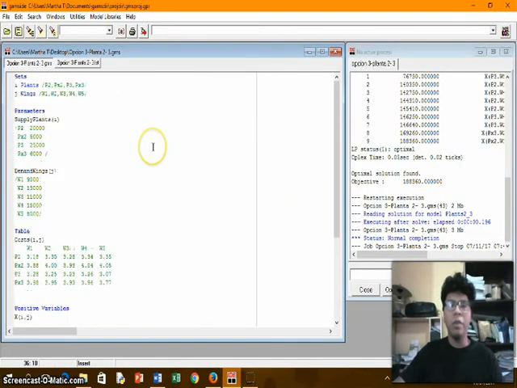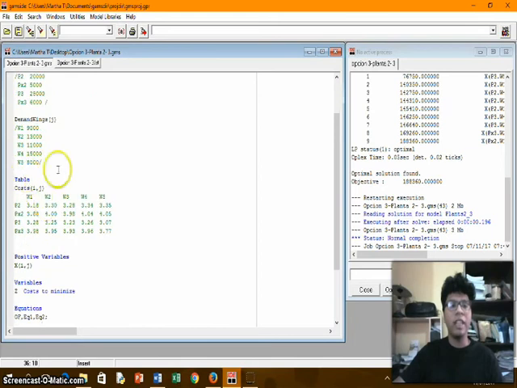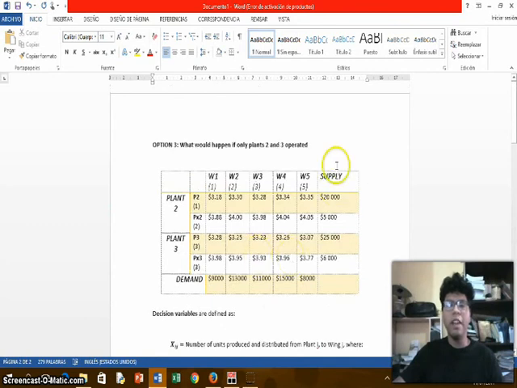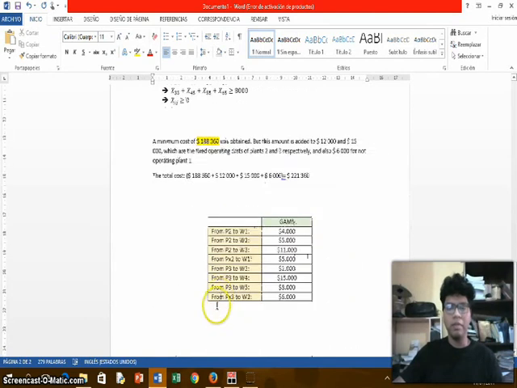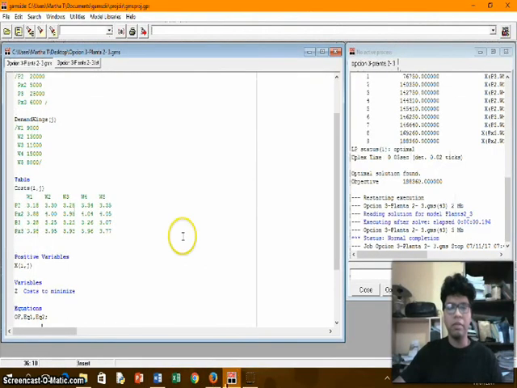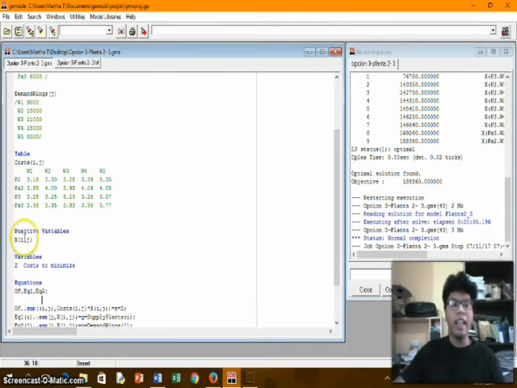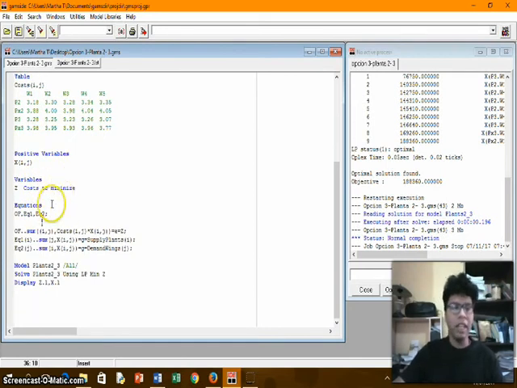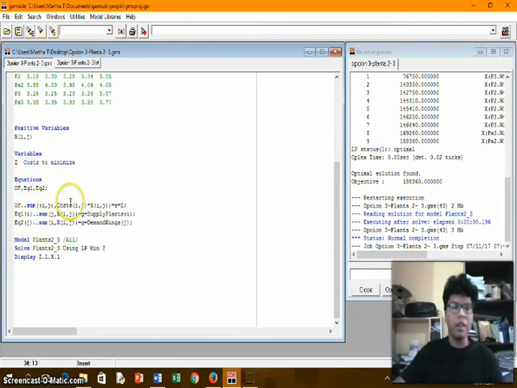Now in GAMS, put all the information. Set is the plants and the winds. Parameters is the supplies and demand. Table is the same table here. Positive variables is x. Variables is the cost to minimize. Equations: in this case, there are 3 equations. And that's all. Now run the GAMS.